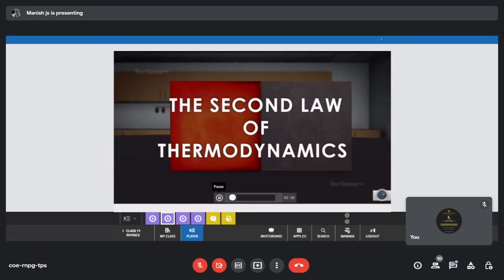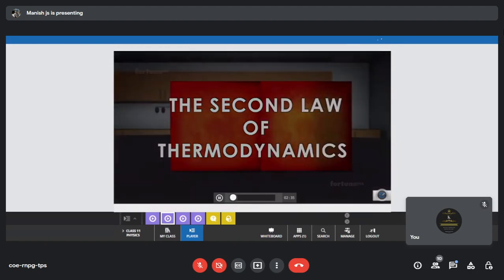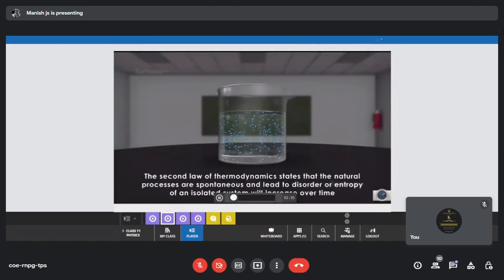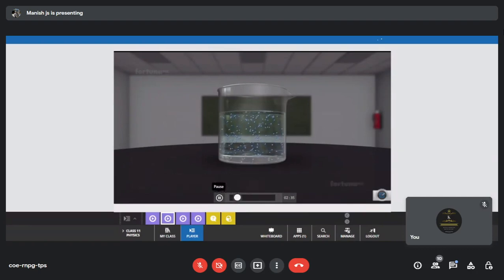The second law of thermodynamics. The second law of thermodynamics states that natural processes are spontaneous and lead to disorder, or the entropy of an isolated system will increase over time. The law also states that the change in entropy will not be negative.